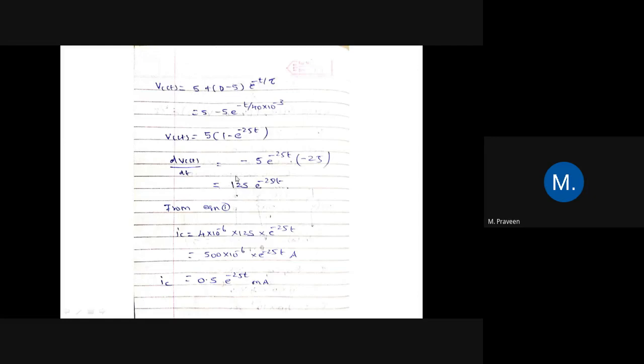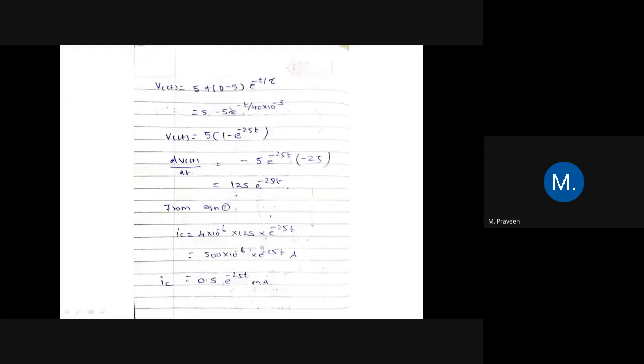So now we have to substitute this value in equation 1. We already have the equation 1, which is I of C is equal to C into dVc by dt. So C value is 4 into 10 power minus 6, and dVc by dt value is 125 into e power minus 25t. So just multiply. If you multiply, you will be getting 500 into 10 power minus 6 into e power minus 25t amps.